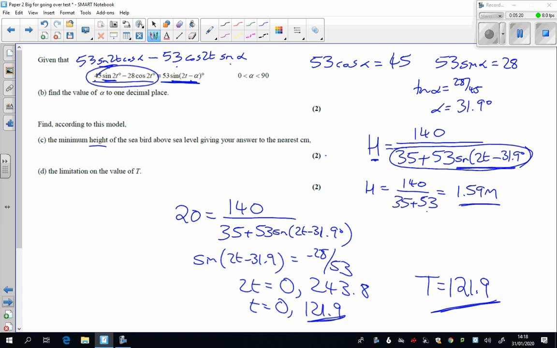Do you need any more of that? What do I get from the rearranging? Just there to there was the inverse sine. Then the second answer is 180 minus, and then I added the 31.9. That's what we've got there.